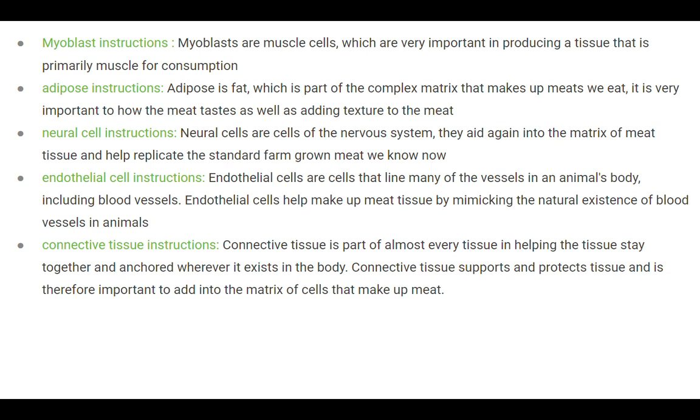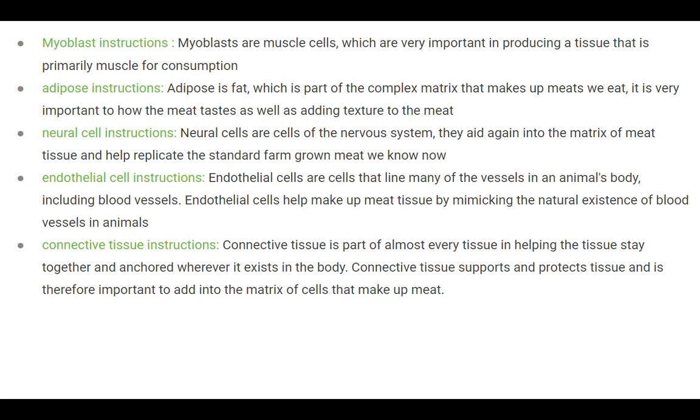Endothelial cells are cells that line many of the vessels in an animal's body, including humans. This includes blood vessels mainly. Endothelial cells help make up meat tissue by mimicking the natural existence of blood vessels in animals. Again, this is another one similar to the neural cell instructions, where endothelial cells are within those blood vessels, which connect to a lot of the tissues in any organism, really, any animal.